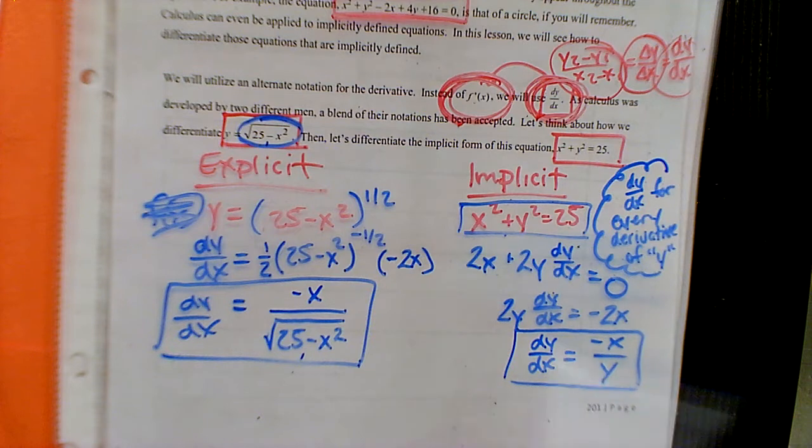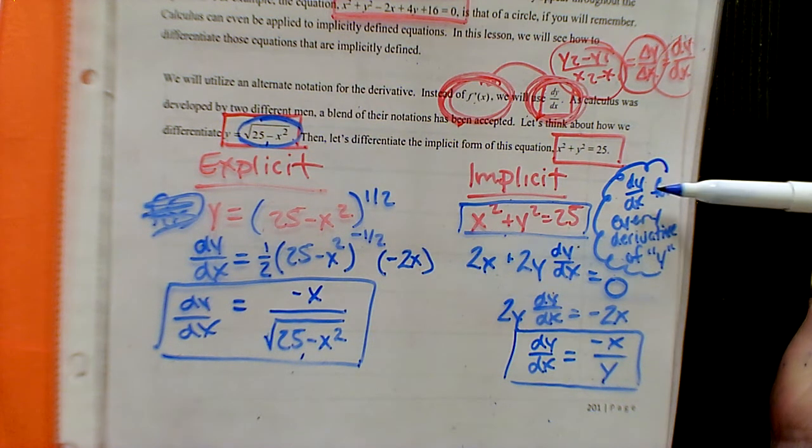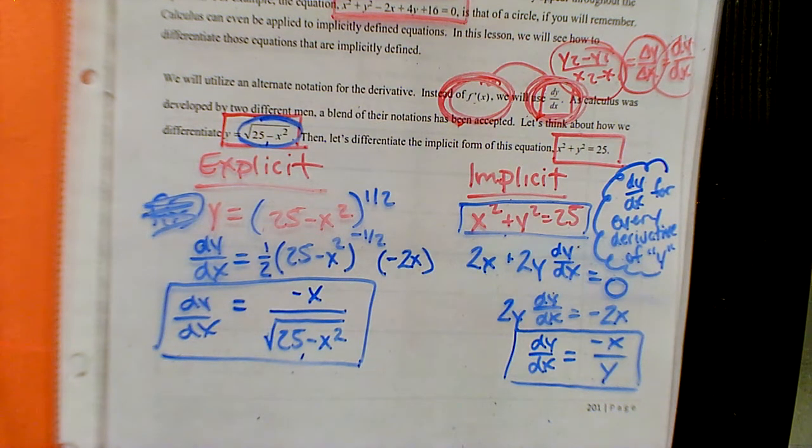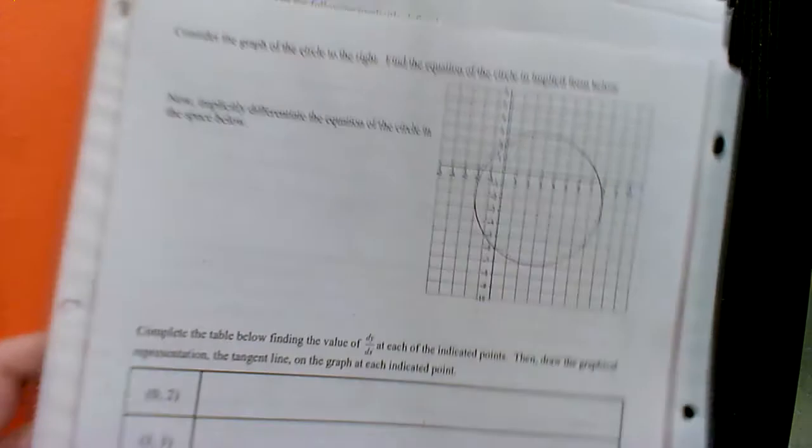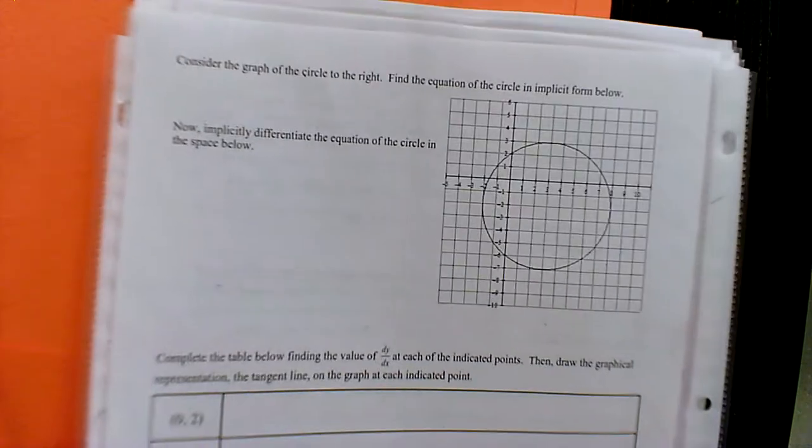Okay, so implicit, we're going to use the same shortcuts that we're familiar with. The big thing is we need a dy over dx, that symbol, every time we take the derivative of a y. We're going to go ahead and practice some of these. Let's check out maybe a picture example.